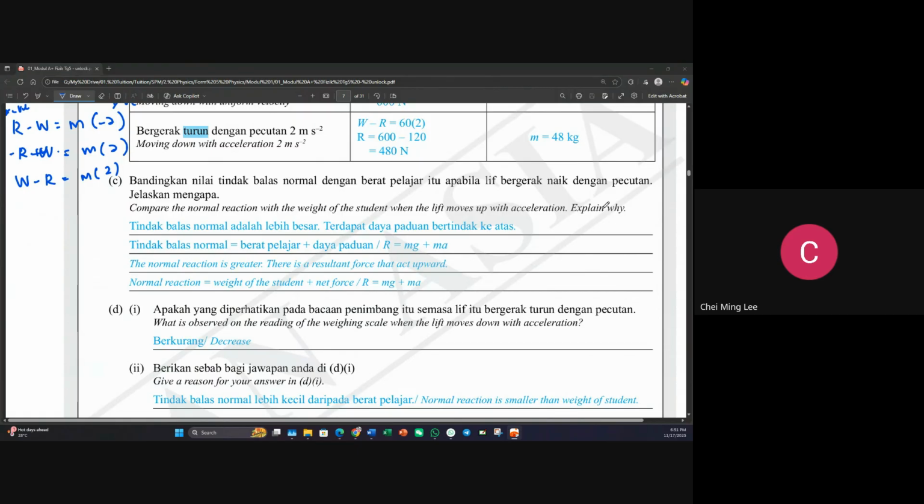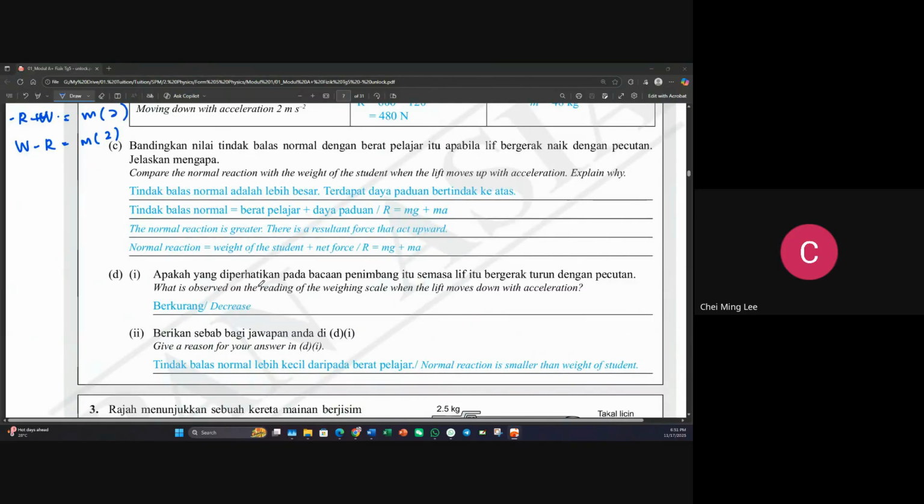Okay, this is how the normal force works. Now, what is observed on the reading of the weighing scale when the lift moves down with acceleration? When it moves down, the weighing scale reading decreases. Why? Because the normal reaction is now smaller than the weight of the student.